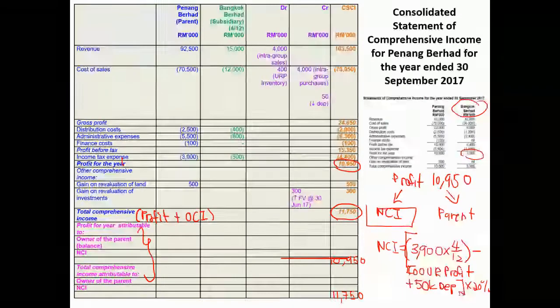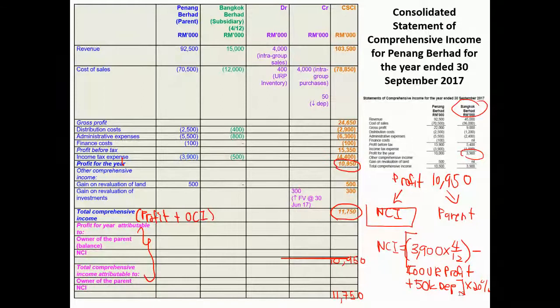So you all fill up the worksheet. So let me fill up. NCI is 190, and then the parent is 10,760. Okay, so this part is settled. Then now what must we do? We have to move down to total comprehensive income, right? Total comprehensive income is profit plus OCI.